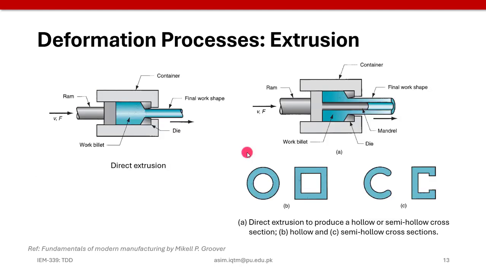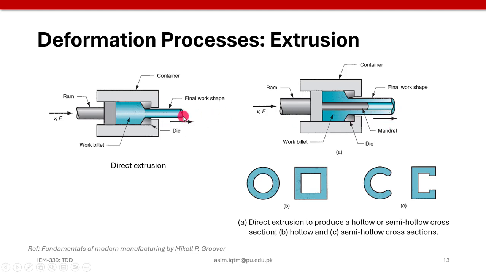Then we have the extrusion processes, and we have direct and indirect extrusion processes. I'm not going to go into the detail of these extrusion processes, but again here the design requirement of the extrusion die is important, in which the ram is applying or directing the force in this direction, and the other side produces the final shape like this.